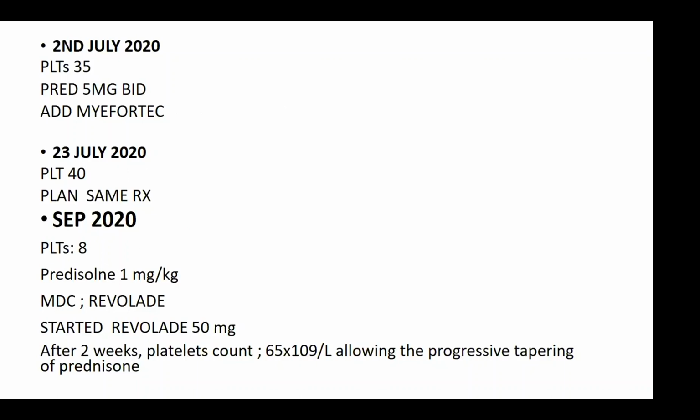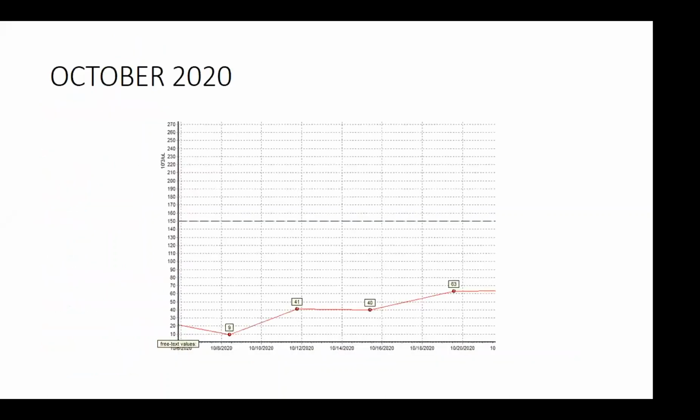Unfortunately, in September 2020, the platelet count dropped again to 8, and so we admitted her. We started a third challenge of steroid, prednisolone 1 milligram per kg. At that time, we had Revolade, so we combined the steroid with Revolade 50 milligram. After 2 weeks of this regimen, the platelet count recovered to 65, allowing us to progressively taper prednisolone and keep on Revolade 50 milligram.